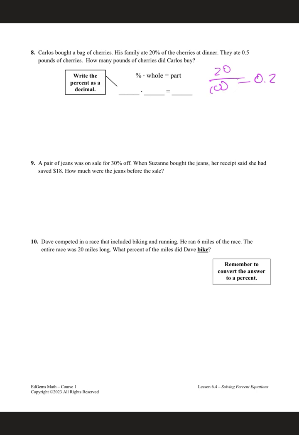So here we go. So 0.2, that's a percent, times the whole. We don't know what the whole is because it says how many pounds of cherries did he buy. The part is that they ate 0.5 pounds of cherries. So we got 0.2 times x equals 0.5. So at this point, let's go ahead and solve for x. We're going to divide both sides by 0.2. When we multiply by 0.2 and divide by 0.2, they cancel out. So x equals 0.5 divided by 0.2, and that is 2.5.